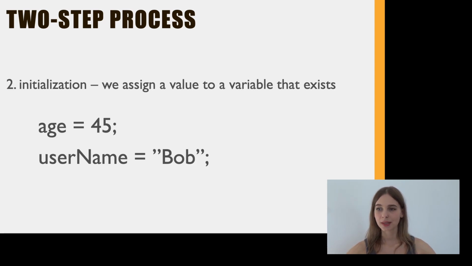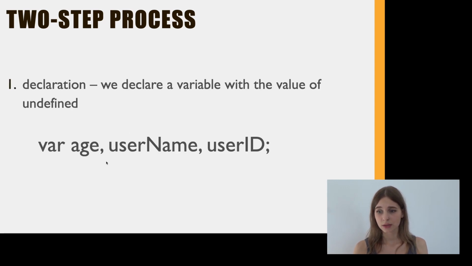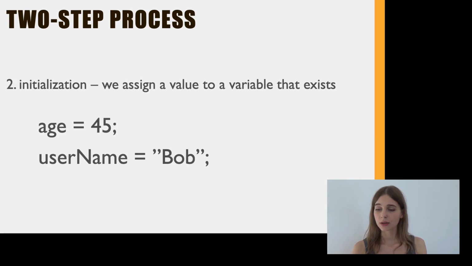The second step in the process of creating a variable is when we initialize our variable. This is the moment we actually assign a value to a variable that already exists. In this case, we created a variable and it got a value of undefined automatically because we didn't give it any explicit value. And here, we don't have to use a keyword var because the variable age has already been declared, and we're just assigning a value of 45. Or here, similarly, we've got a variable username that has already been created, and we are just giving it a value of a string, in that case Bob.